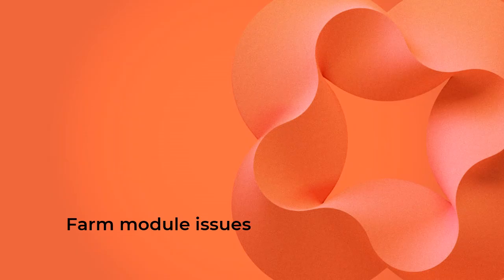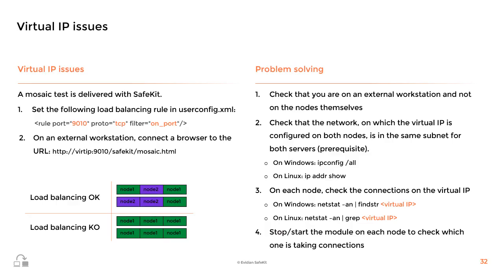Let's now examine the issues that may arise with a farm module. The first thing you want to know with a farm module is whether the load balancing on the virtual IP address is functioning correctly. SafeKit provides a way to verify this with a mosaic through its web service.